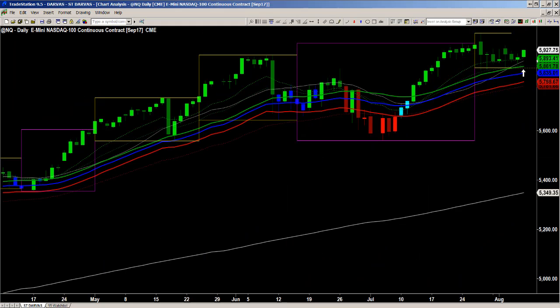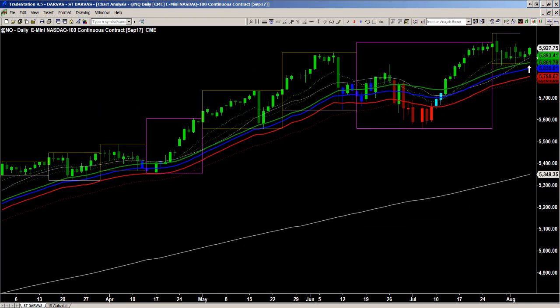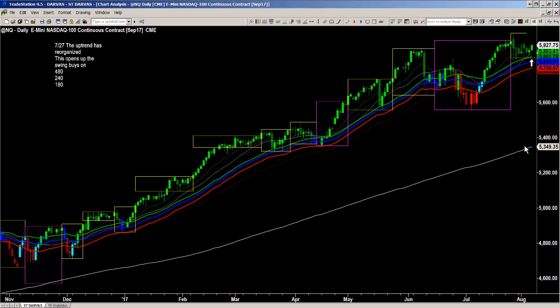So what I want you to note for the NAS here is the fact that the overall trend has started to resume its overall upward movement. This is just a resumption of, I think, an uptrend, but after it transitioned into chop. So this is a reorganization. Respect the trend that was, but we want to look for movement to the upside.